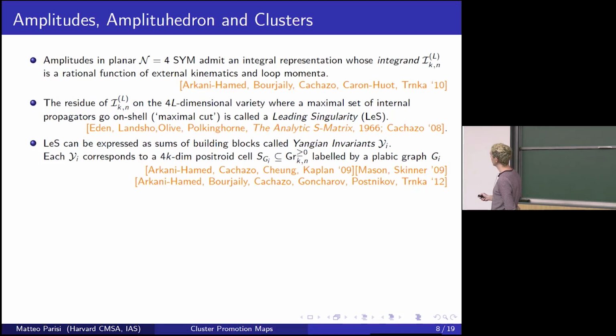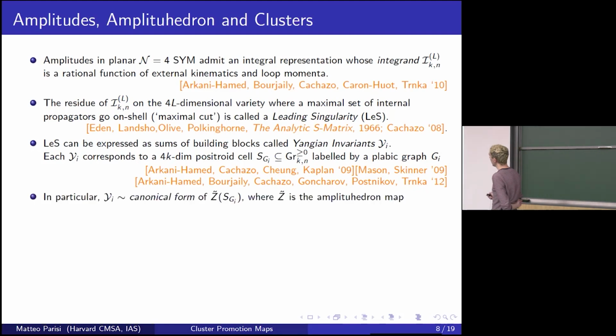And in particular, the key connection with the positive Grassmannian is that each Yangian invariant corresponds to a certain 4k-dimensional cell S_{G_i} in the positive Grassmannian that is labeled by a certain plabic graph G_i. This comes from a whole series of works. And in particular, if you really want to compute the Yangian invariant, you can extract it from something called the canonical form of the image of the positroid cell in the amplituhedron, which is also important.